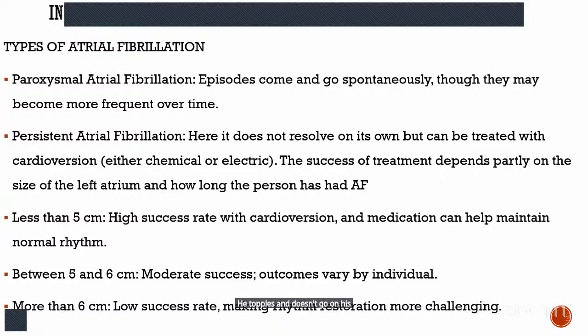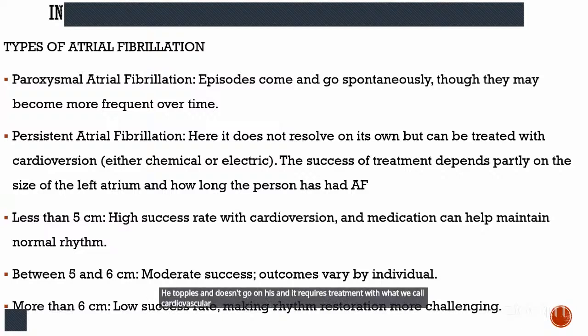It requires treatment with what we call cardioversion. Cardioversion is a method that can be chemical or electrical. In electrical, we use what we call a defibrillator.